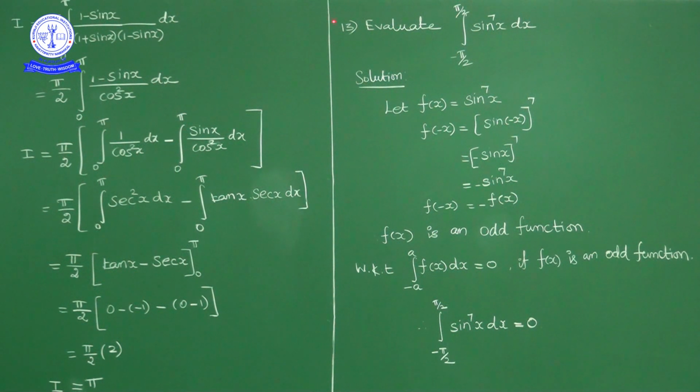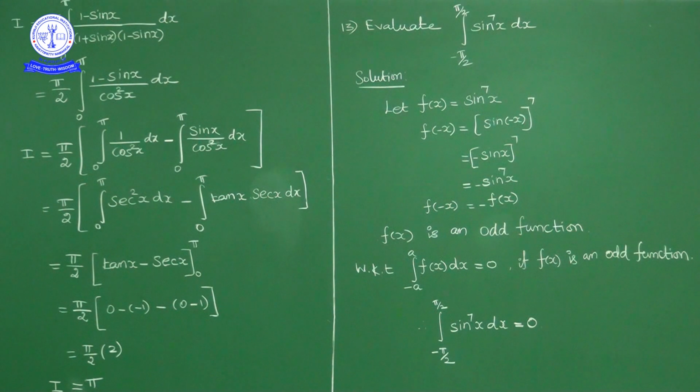Here question is to evaluate integral minus pi by 2 to pi by 2 sin power 7x dx. Whenever you have minus pi by 2 to pi by 2, minus pi to pi, minus a to a, minus 1 to 1, in such case check whether the given function is even function or odd function. Okay. Now here f of x is what? Sin power 7x. F of minus x is equal to sin minus x whole power 7. Sin of minus x is minus sin x whole power 7. Now because of odd power, minus sin power 7x, nothing but minus f of x. So f of minus x is equal to minus f of x. So f of x is an odd function.